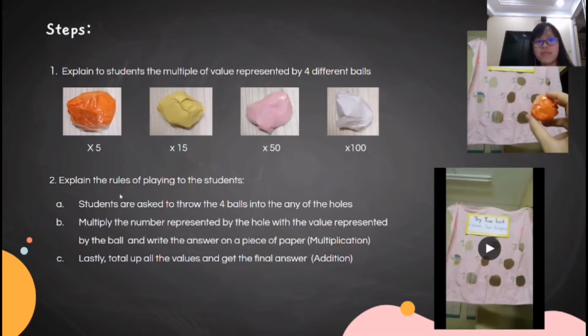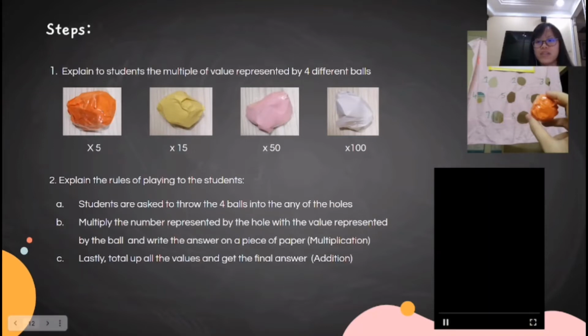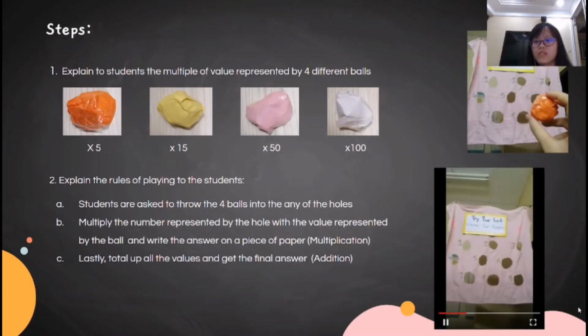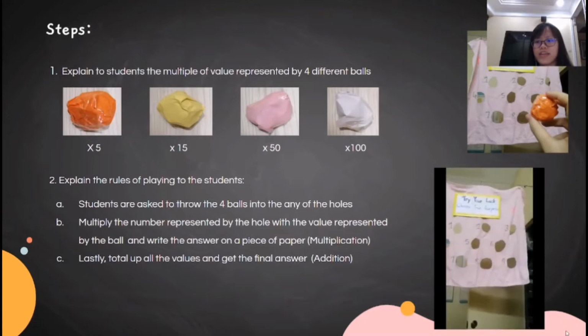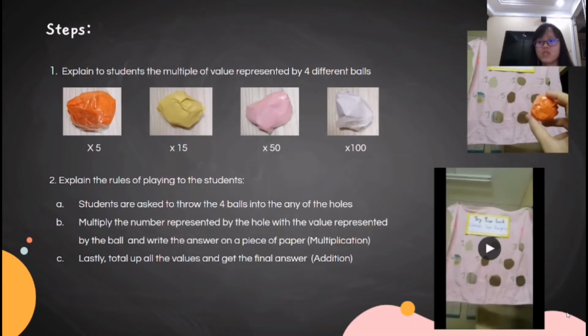The second step, teachers should explain the rules of playing the kit to the students. First, students are asked to throw the 4 balls into any of the holes. The picture is like this, and in this video I will show you guys how to throw the ball inside the holes. So throw, okay. The student will throw the balls into the hole until he or she is successful.